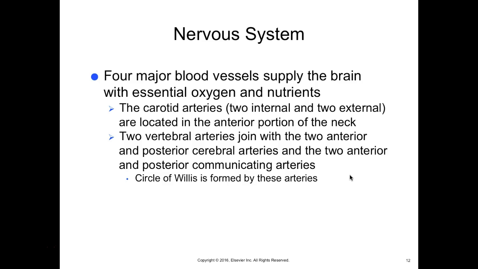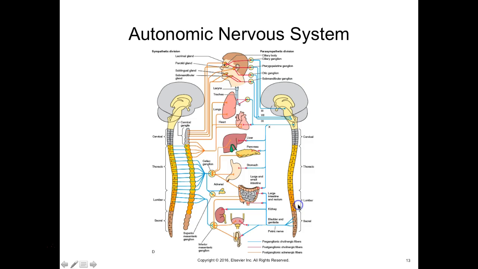Then we have 2 vertebral arteries that join with the 2 anterior and posterior cerebral arteries and the 2 anterior and posterior communicating arteries. And then we have the circle of Willis, which is formed by these arteries. Circle of Willis is very important because it supplies all the areas of the brain with a blood supply. I'll show you a picture in just a moment.